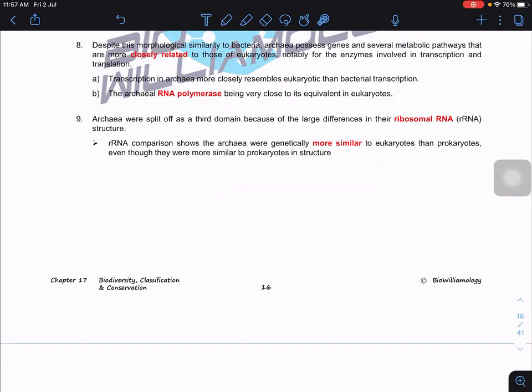So transcription in Archaea most closely resembles that of eukaryotes, and the RNA polymerase is also very close to the eukaryotes. Archaea was split off as a third domain because of the differences in their ribosomal RNA compared to bacteria. They are most closely related to eukaryotic cells. Therefore, taxonomists decided to take them out and place them into a new domain.